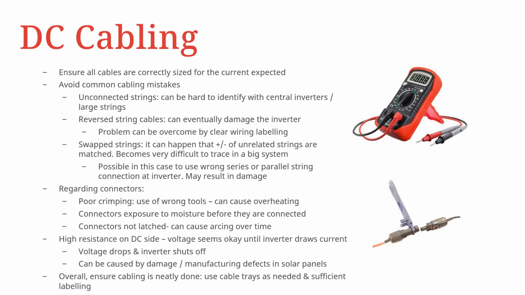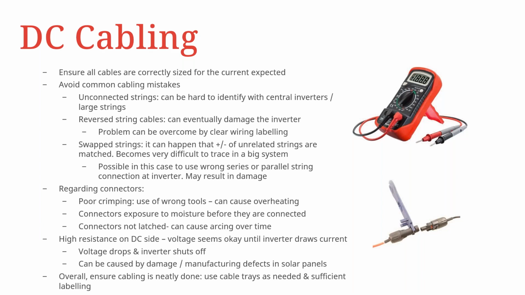Regarding the connectors themselves, poor crimping can also have an effect, for example using the wrong tools. If you're using pliers to crimp instead of the actual tool that's provided for the MC4 connectors, this can cause overheating. Also damaging are connectors that are exposed to moisture before they are connected. That's why, if you notice on some inverters, there's a rubber stopper provided on the positive and negative side. This is just to help prevent any moisture buildup inside that connector before you are establishing your string inputs.